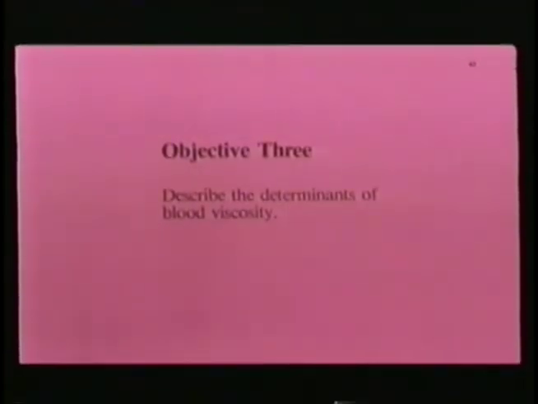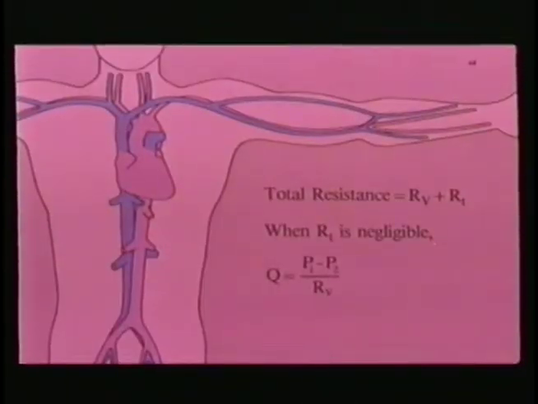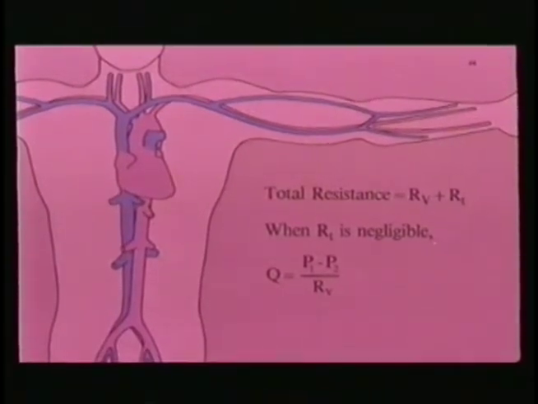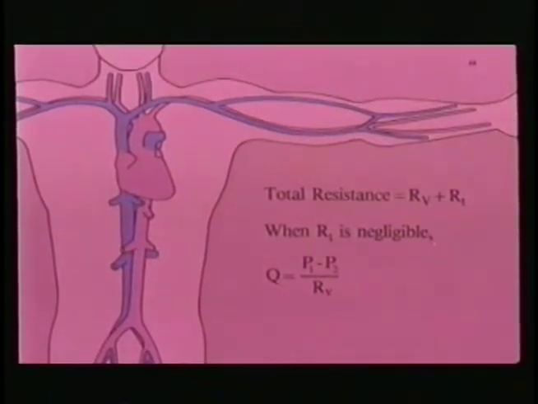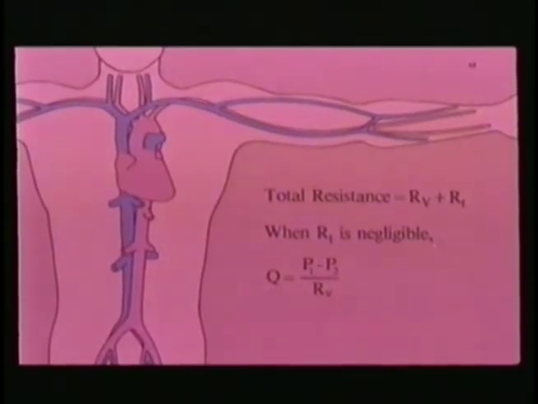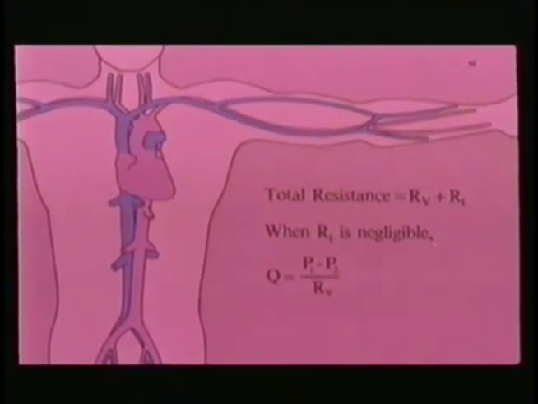43. Your next objective is to be able to describe the determinants of blood viscosity. 44. In the circulatory system, the total resistance to flow is the sum of the viscous resistance and turbulent resistance. Under normal conditions, turbulent resistance is generally negligible. So, in most parts of the circulation, the viscous resistance factors dominate the relationship between flow rate and pressure drop.